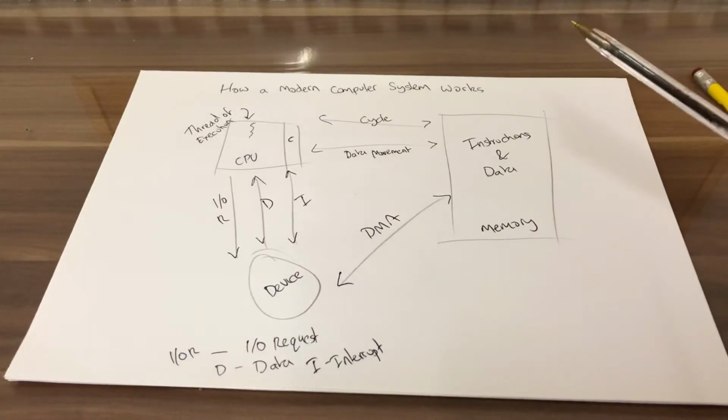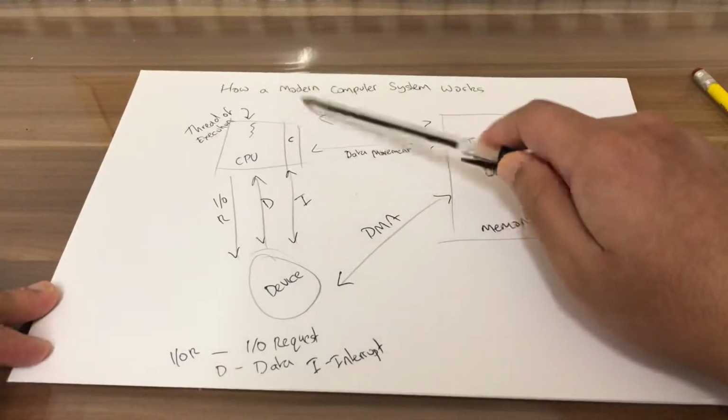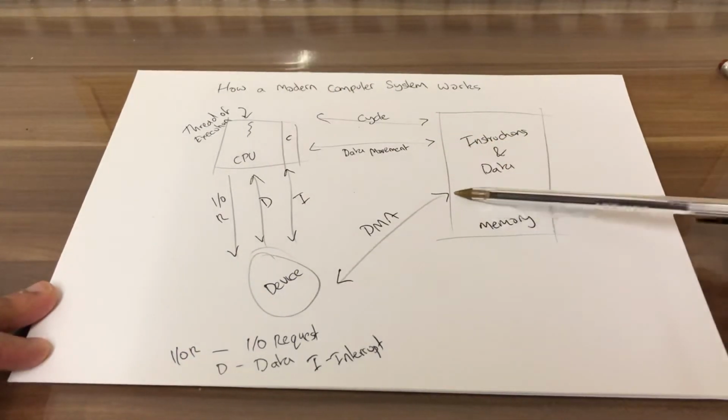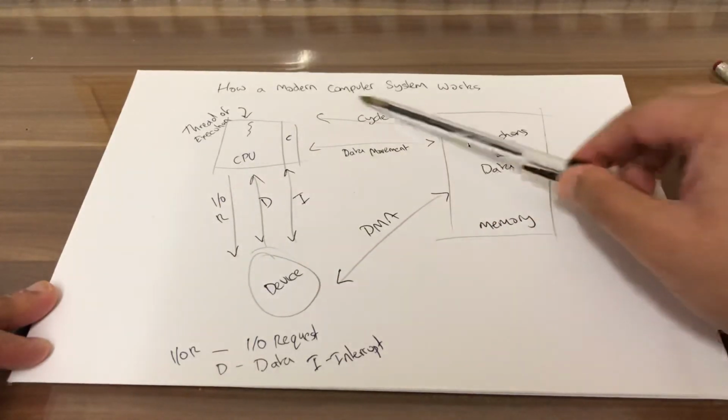So, in this tutorial, we spoke about how a modern computer system works. CPU, device, memory are all interconnected to one another.